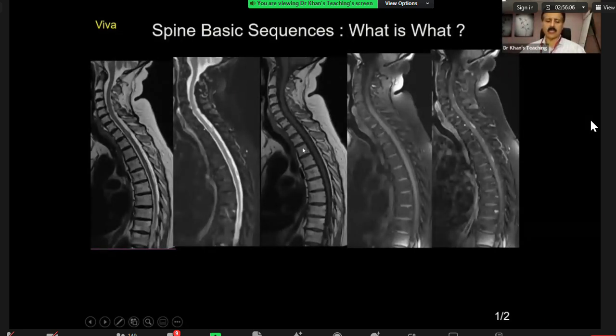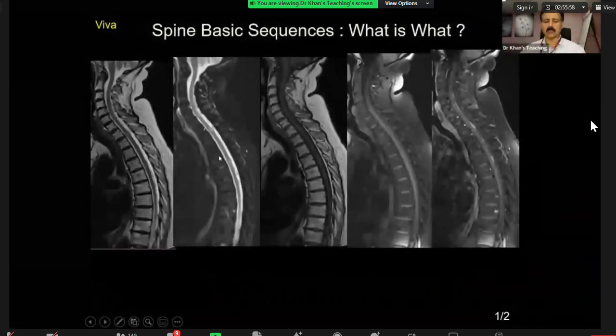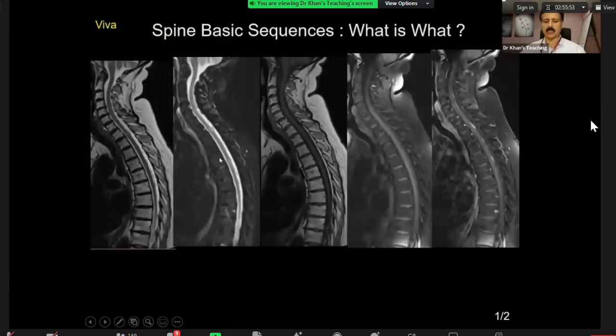Now, key point here is that if you see abnormal marrow, I'll show you cases later, on T1, always compare it with the STIR. And by definition, please remember that STIR means fat saturation. So look at this case, look at the marrow, it has become dark. So this is what happens.